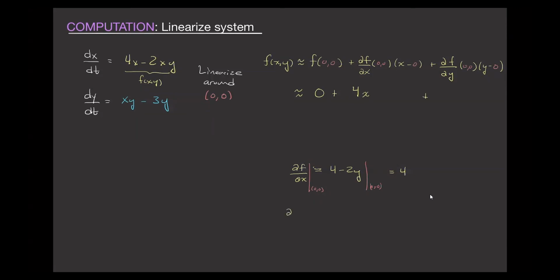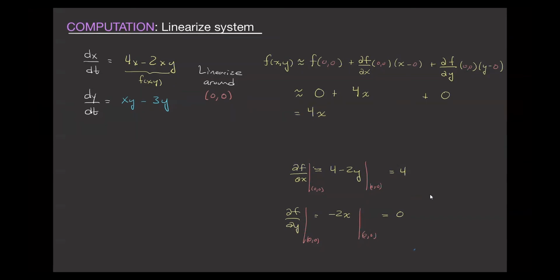Then we have partial of f with respect to y, evaluating that at 0, 0. Oh, nope, wrong one. With respect to y is going to be negative 2x. And then that, of course, will be 0 when evaluated. So in the end, we just get that f of x is approximately 4x when you're around 0, 0.